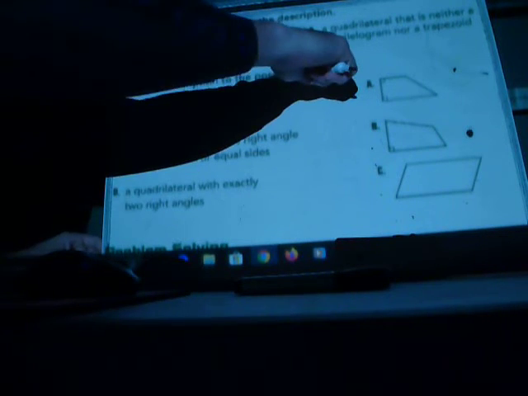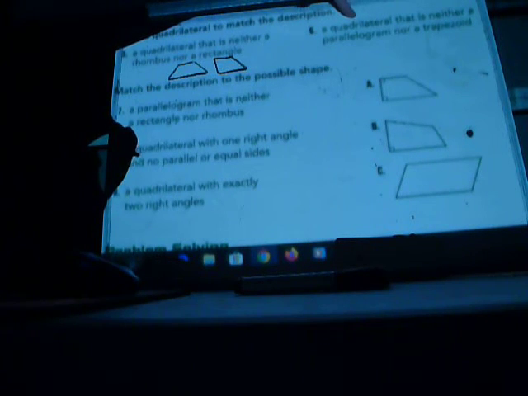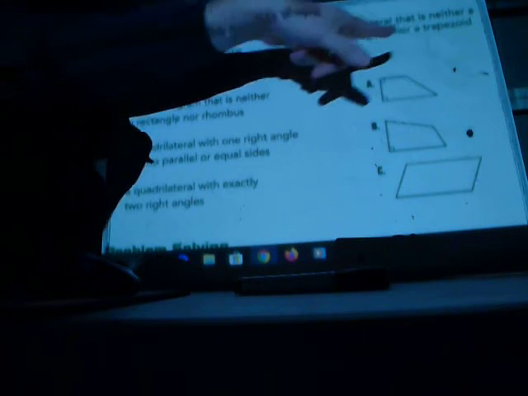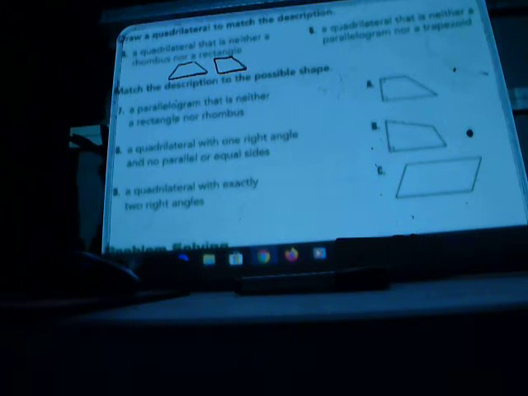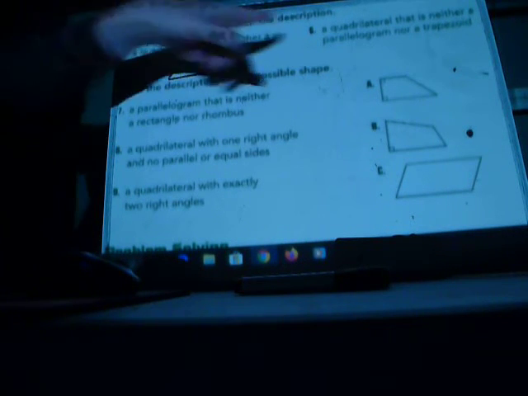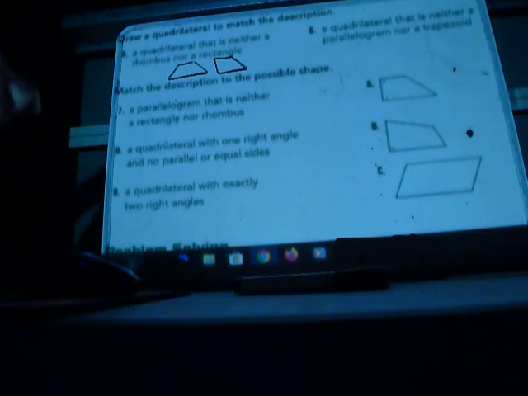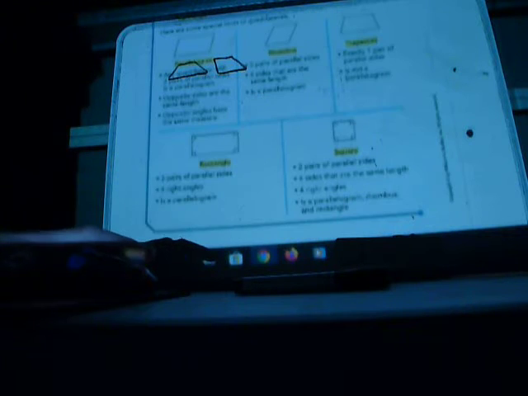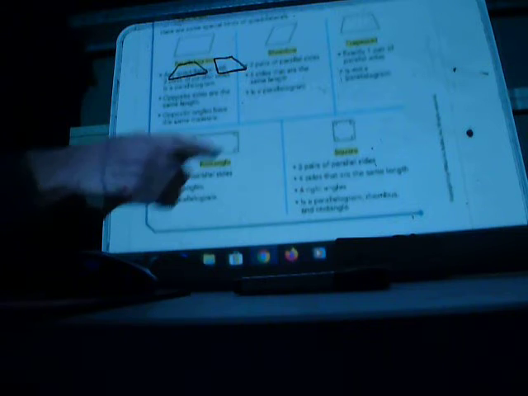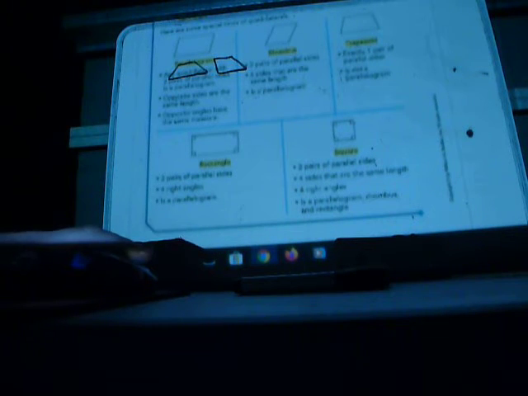Alright, let's take a look at this one over here. A quadrilateral that is neither a parallelogram nor a trapezoid. Parallelogram means the opposite sides have two pairs of parallel lines. So a rhombus is a type of parallelogram. Rectangle, that's a type of parallelogram. Square, that's a type of parallelogram. And it also can't be a trapezoid. So pretty much everything you learned in the last lesson, that's a parallelogram, that's a trapezoid.